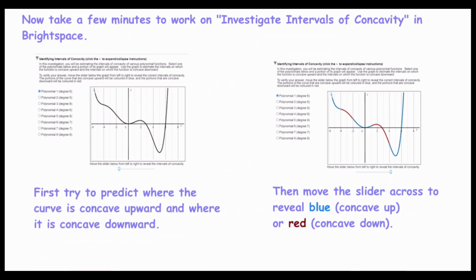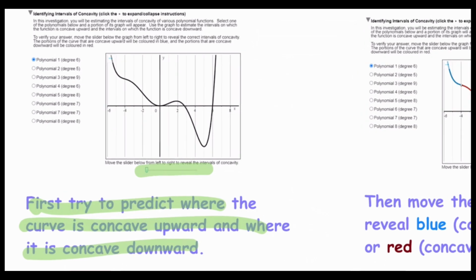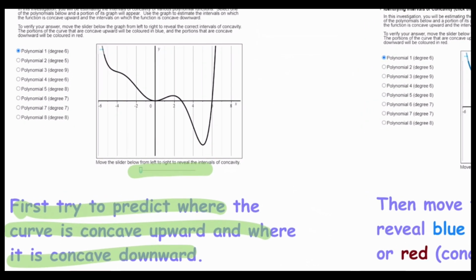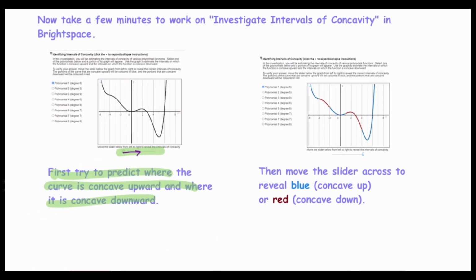The basic idea, though, is that you want to try to predict where the curve is concave up and concave down. And then there's a little slider on the bottom here, and as you drag that from left to right, it'll reveal the colors for the different regions of the graph, like we see here, and it'll show you which parts are concave up and which parts are concave down. So go ahead and pause or let this video finish, play with that for a few minutes, and when you feel comfortable with that, move on and watch the next video.